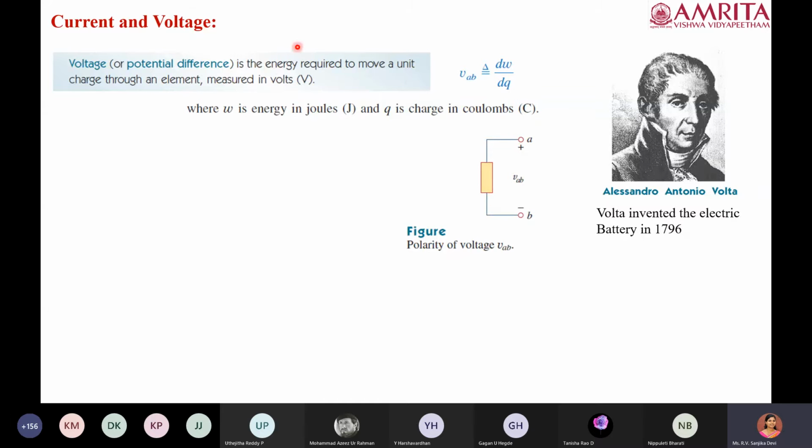Okay, and as per the definition, mathematically the potential difference or the voltage can be represented as dW by dQ, where W is the energy and Q is the charge. So the energy required to move a unit charge through an element, dW by dQ, gives the potential difference between the points A and B.